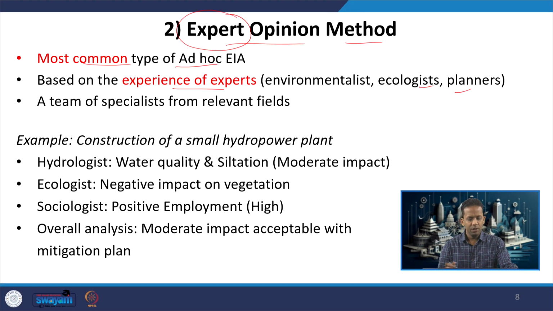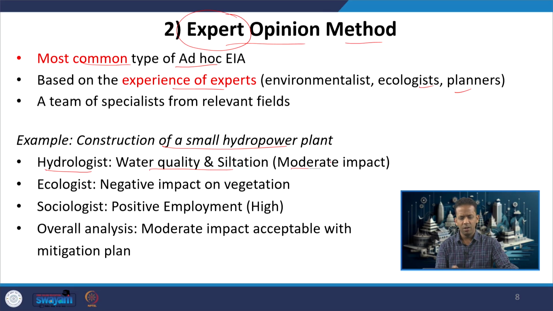Let us take one example: construction of a small hydropower plant. A hydropower plant basically converts the kinetic energy of flowing water into electricity, and it requires water reservoirs. So, it may involve construction of dams, shifting of people from one place to another, diversion of water, and cutting down of trees. It will also involve electricity generation, employment generation, all those aspects. So, when we have a team of experts from different fields, look at how they can contribute to this EIA. If we have a hydrologist, they can talk about the impact on water quality and siltation.